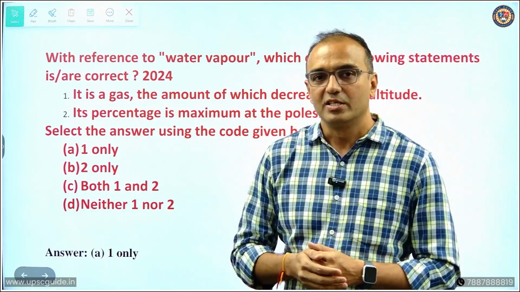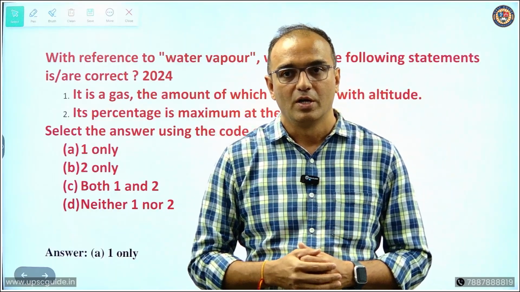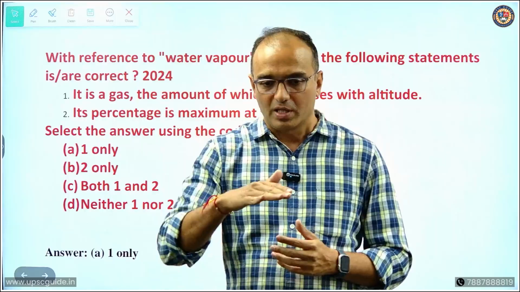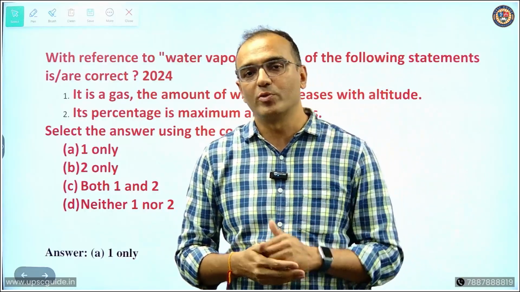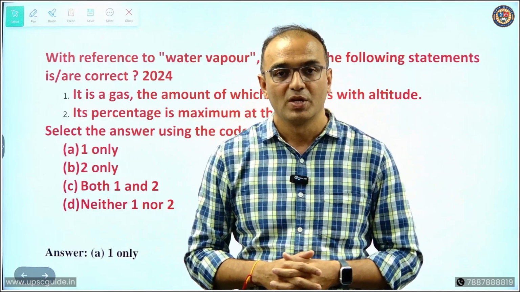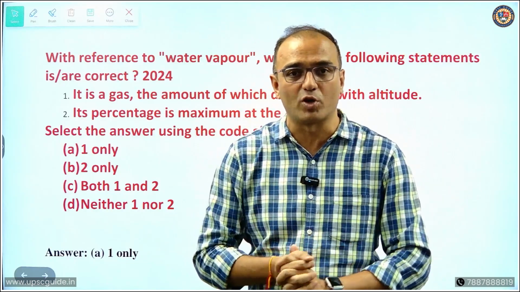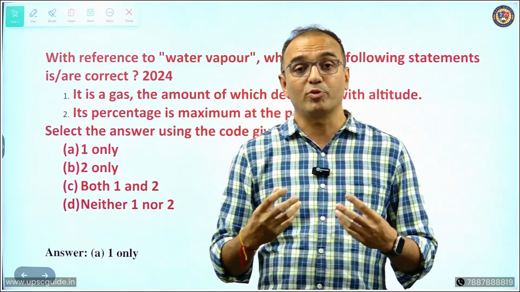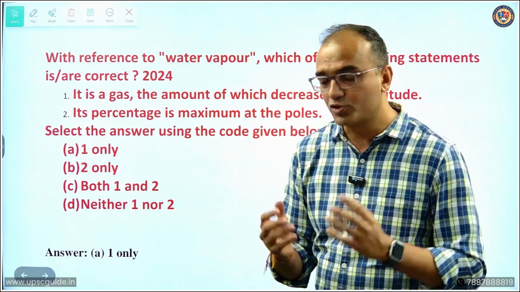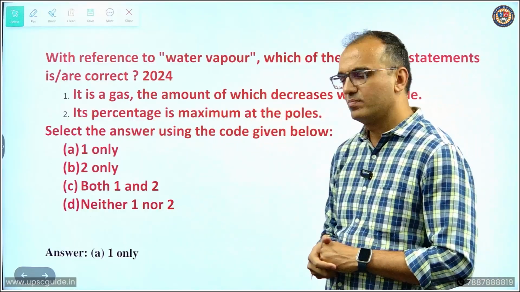It's a fact that when you consider water vapor in the atmosphere, I told you the numbers. If you go from mean sea level vertically upwards, in the first 2 kilometers, you have 50% of water vapor. If you go to the first 5 kilometers, you have more than 90% of water vapor, right? So as you go vertically upwards, the proportion of water vapor in the atmosphere goes on decreasing. Its percentage is maximum at the poles.